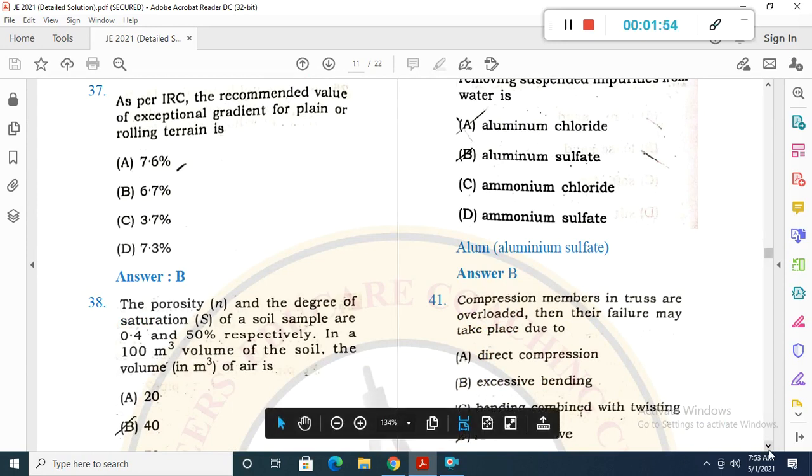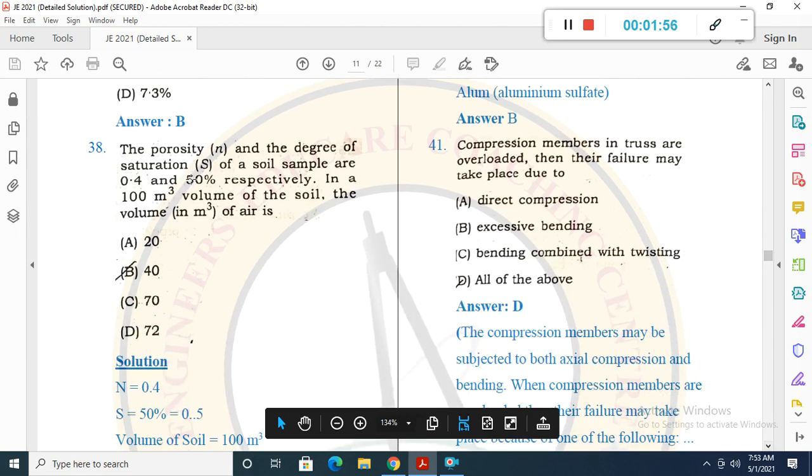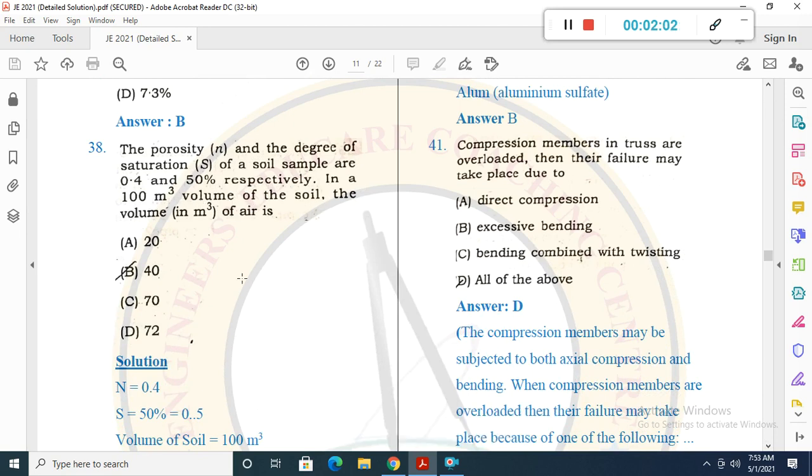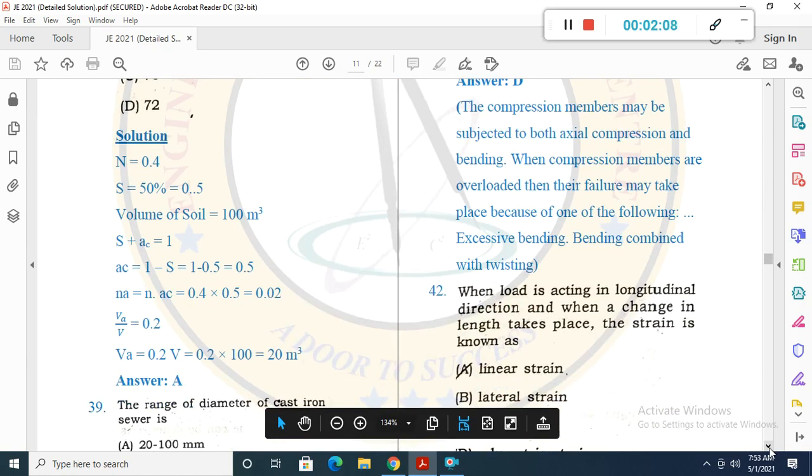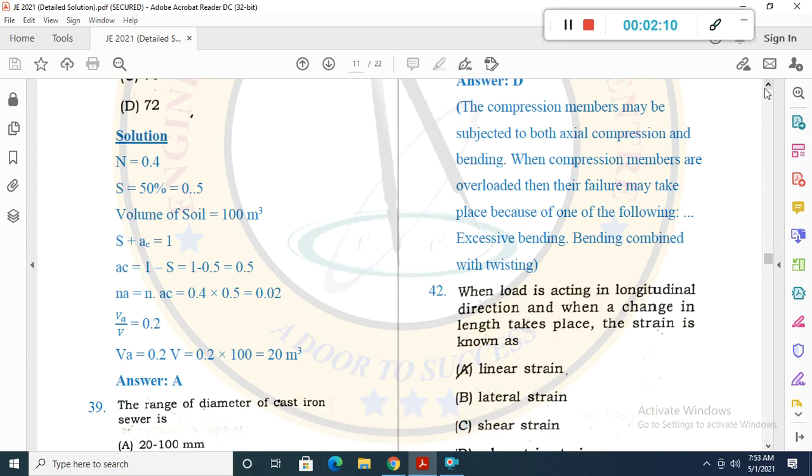Remember. Next, the porosity and the degree of saturation of a sample are 0.4 and 50% respectively in 100 meter cube volume of a soil. The volume in meter cube of air. So the answer will be option number A, that is 20 meter cube.